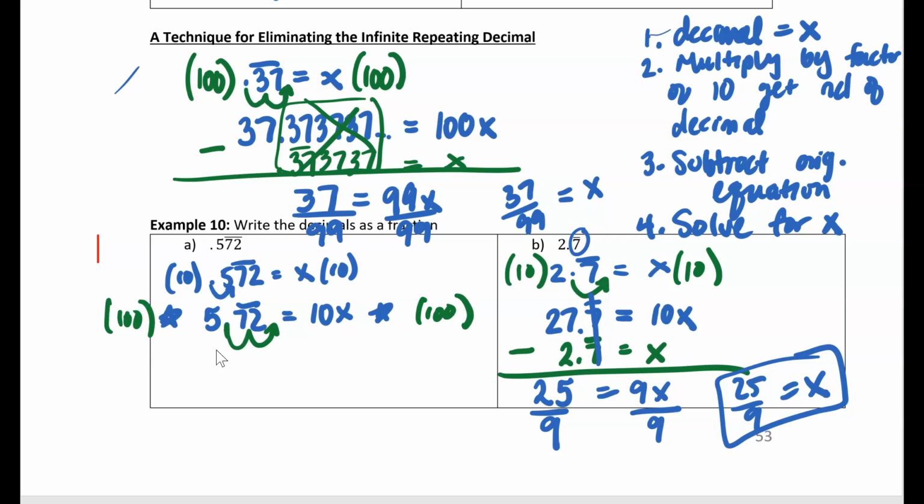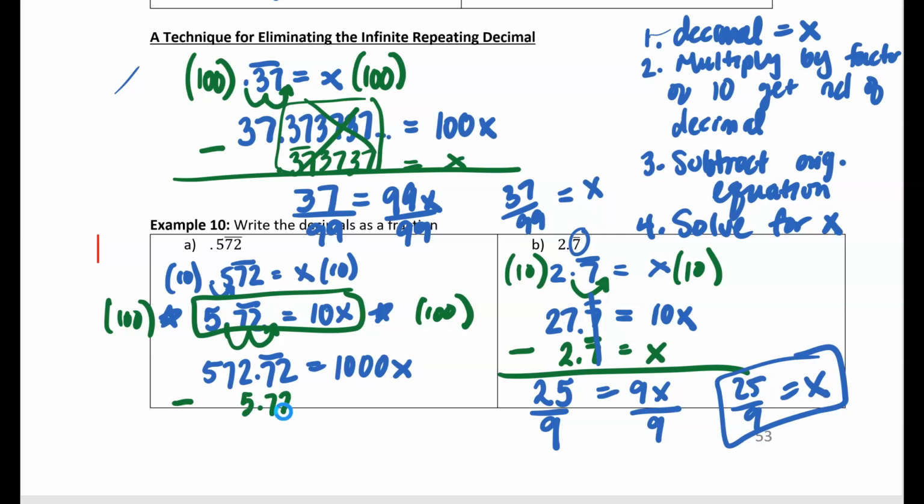And by doing that, you end up getting 572.72 repeating is equal to, we've got 1, 2, 3 zeros, so 1000x. Then we're going to subtract our original equation, but by original I mean the one that we starred, so this one right here. So you're going to say minus 5.72 repeating. The goal here is you want these 0.72 repeating parts to line up so that they cancel out. That's why we had to use this equation and not the original. Otherwise we would have run into issues.